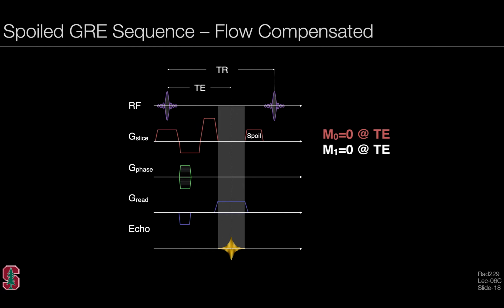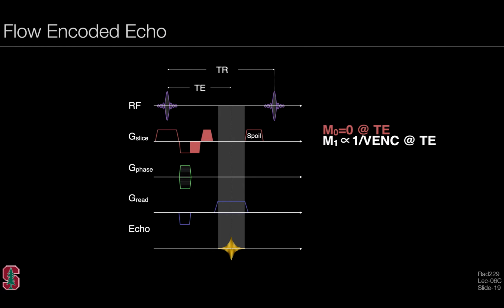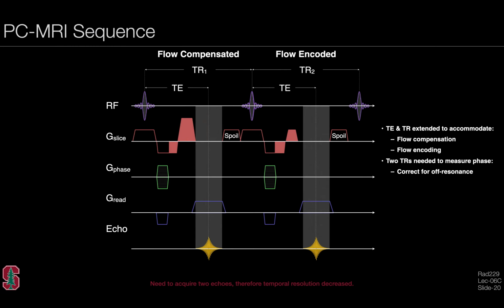What happens in the case of the flow sensitive measurement? On the flow sensitive measurement, we have to include a bipolar gradient that maybe looks something like this. And we've already stretched things out as we did previously so that we can accommodate the addition of this bipolar gradient for velocity sensitivity before we're trying to read out and form echoes. And in this case, we want the added gradient to have zero moment and some non-zero first moment so that it's actually velocity sensitive.